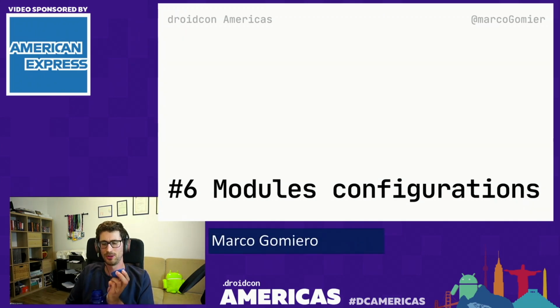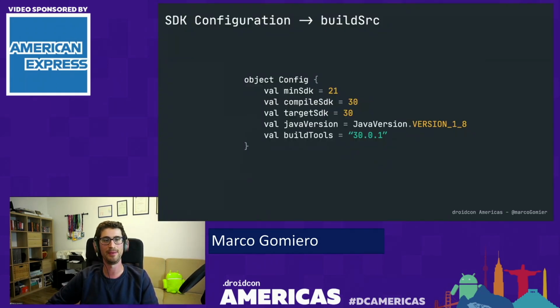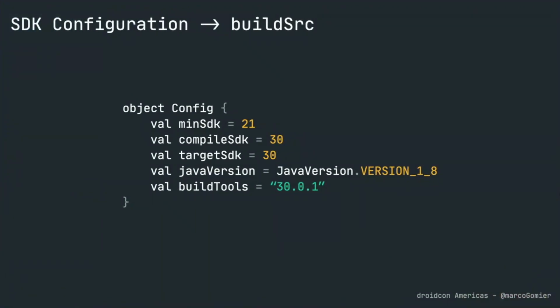Okay, so now we also need a smart way to handle our modules. Because every time we create a new module, we don't want to write the main SDK, the compile SDK. It is a boring thing to do, and as you may know, I'm lazy. So to achieve that, we can use the buildSrc module, and in that module we can create a Kotlin object with all the different configurations.